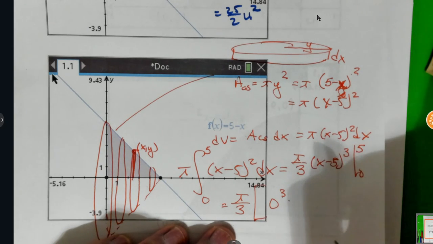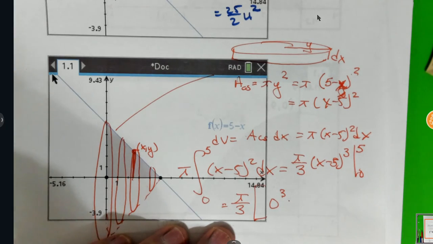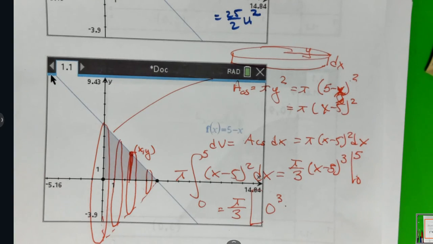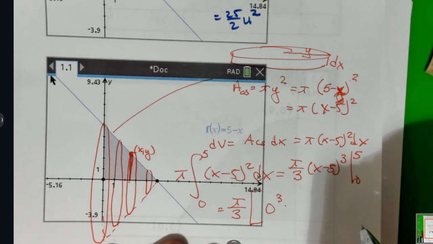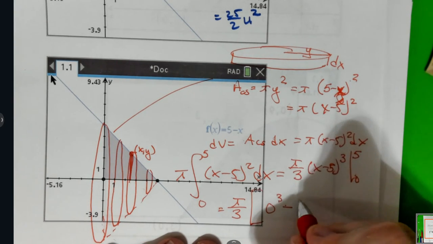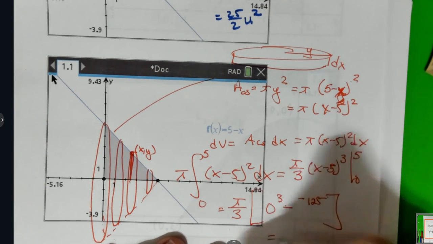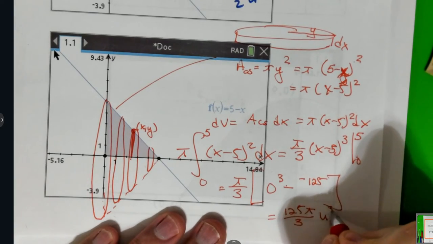Wait a second. I have an algebra mistake somewhere in here. Hold on. Okay. I see what I did. I dropped a sign. So this will be minus. But 0 minus 5 is negative 5. Negative 5 cubed is negative 125. So this will be 125 pi. Don't forget to divide it by 3 cubic units.